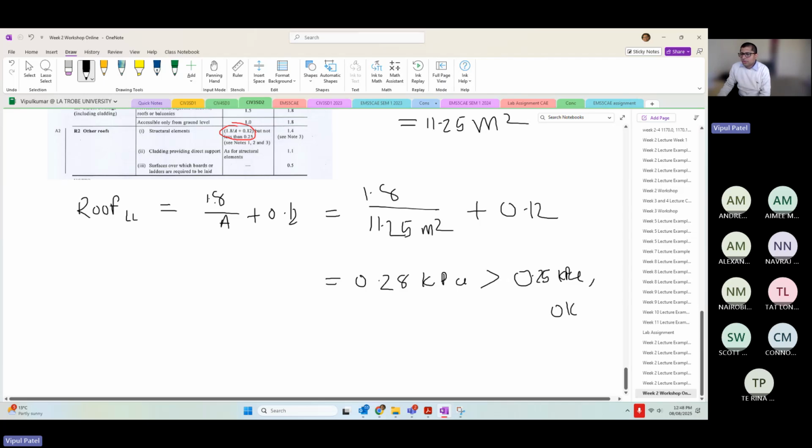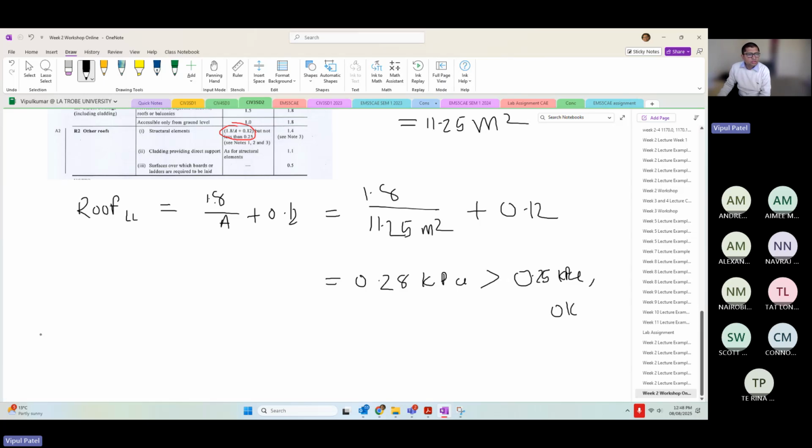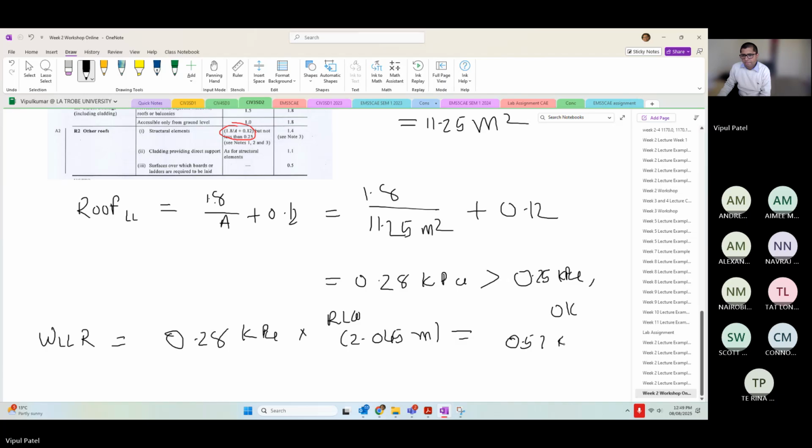So if I want to calculate the UDL, W live load from the roof is equal to the pressure, which is 0.28 kilopascals, multiplied by the roof load width, which is 2.045. You remember that we used it in the dead load as well. So you get the live load UDL of 0.57 kilonewton per meter.